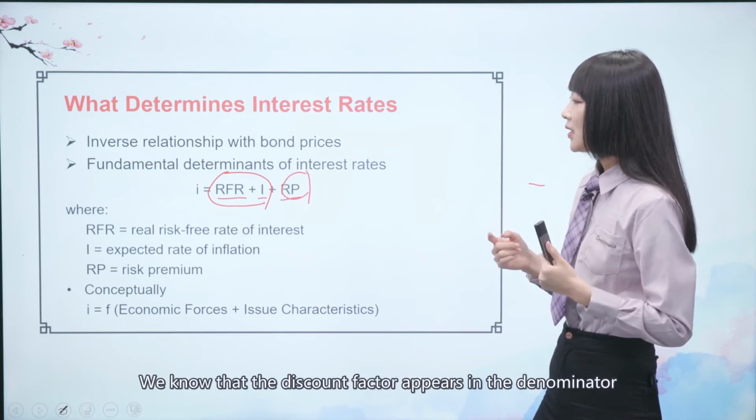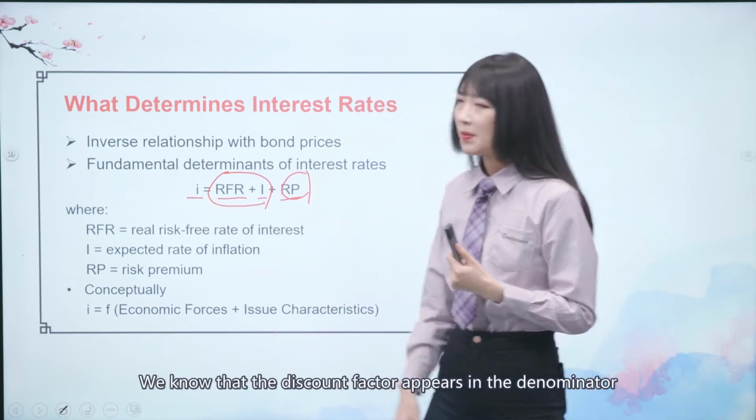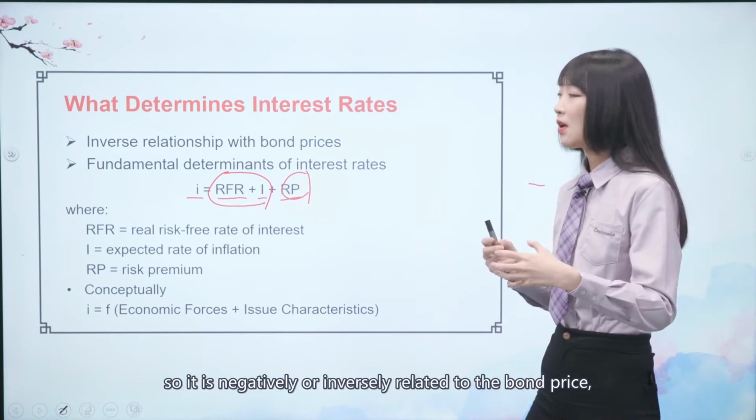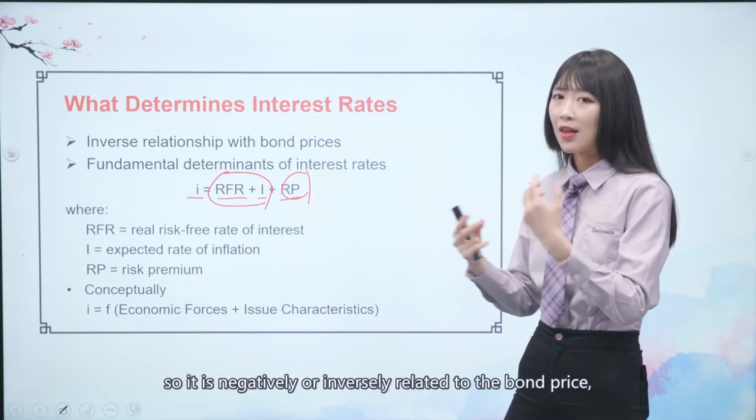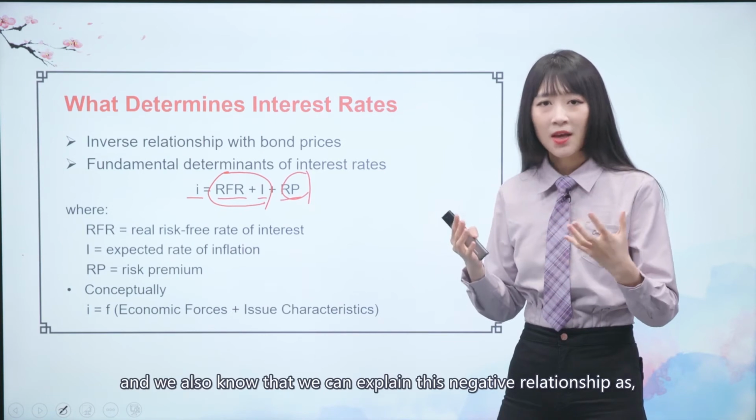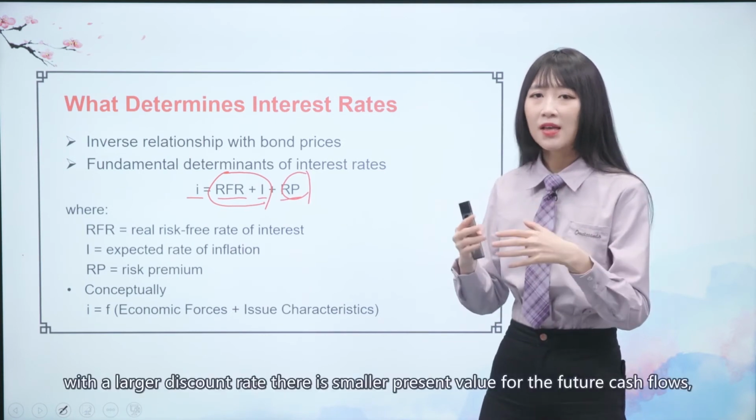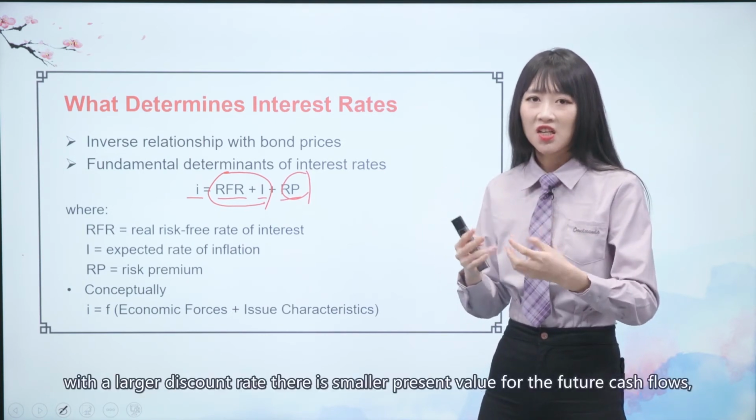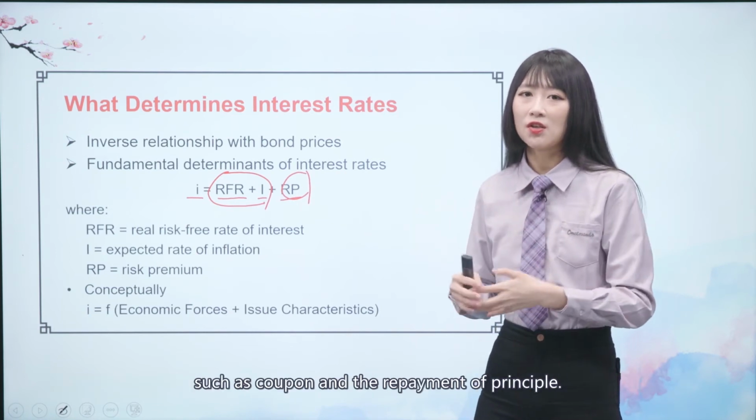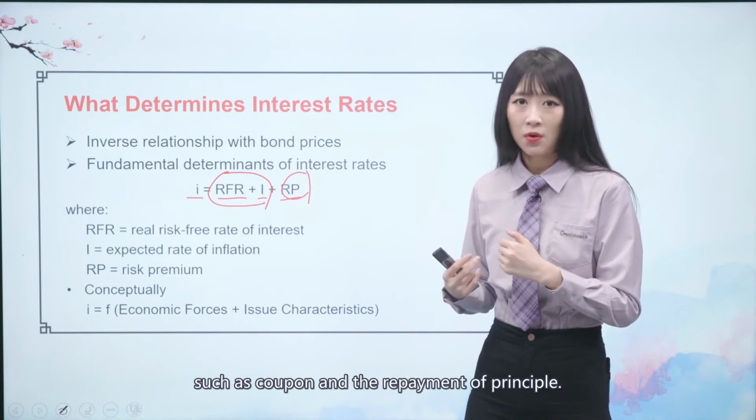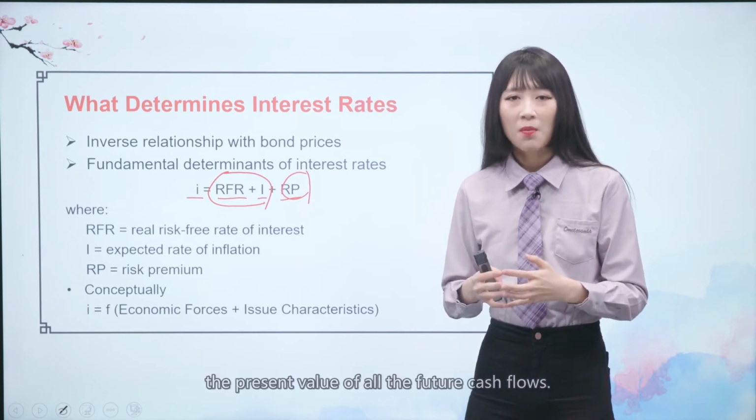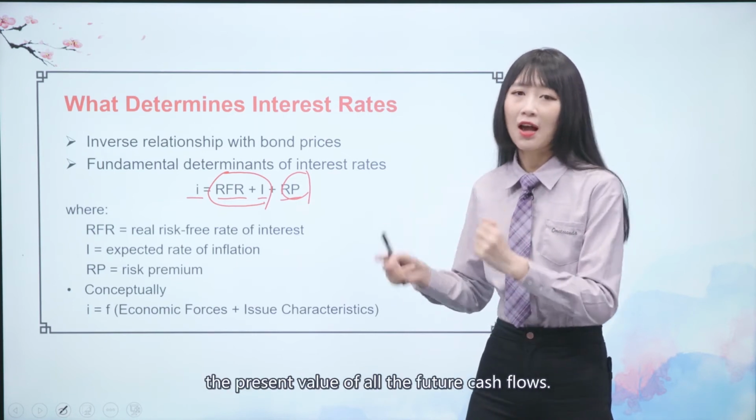We know that the discount factor appears in the denominator when calculating the price, so it is negatively or inversely related to the bond price. And we also know that we can explain this negative relationship as, with a larger discount rate, there is a smaller present value for the future cash flows, such as the coupon and the repayment of principal. And we know that the bond's current price is determined by the present value of all the future cash flows.